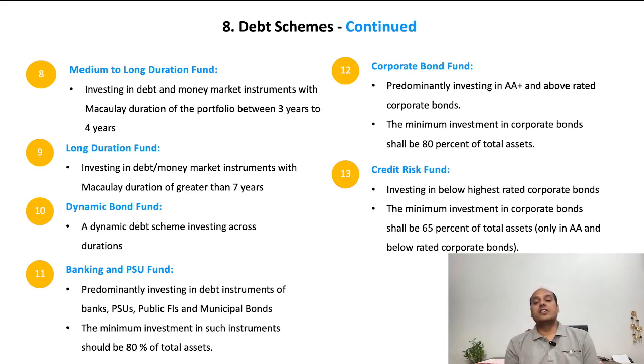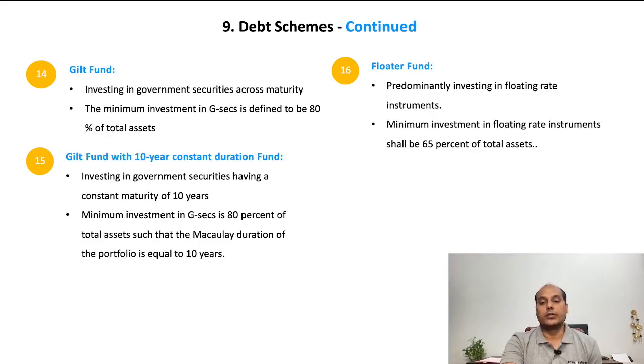Then credit risk funds are nothing but the reverse of corporate bond. So corporate bond funds invest into highly rated bonds. Credit risk funds invest into low rated bonds, where there is extra interest or income a fund manager can generate. The other differentiation is that minimum investment in such corporate bonds shall be 65% of the total assets, where rating should be AA and below.